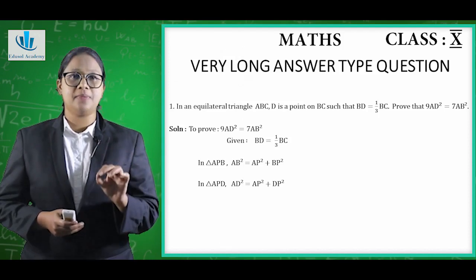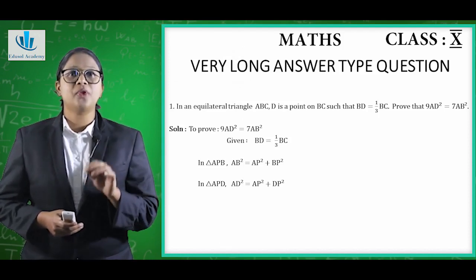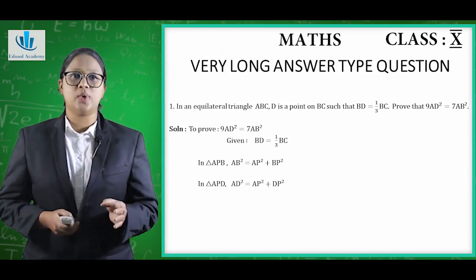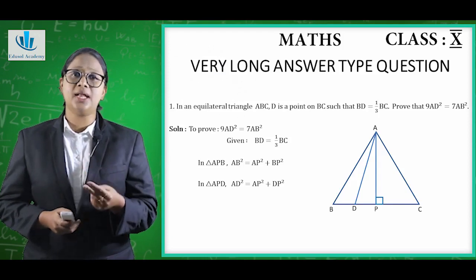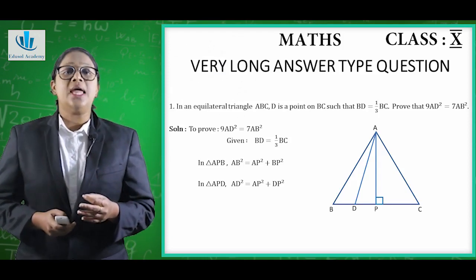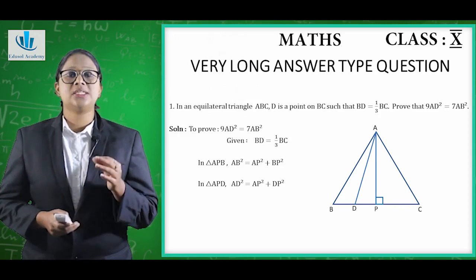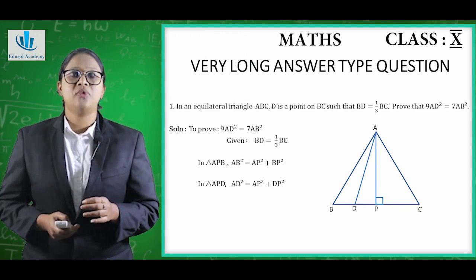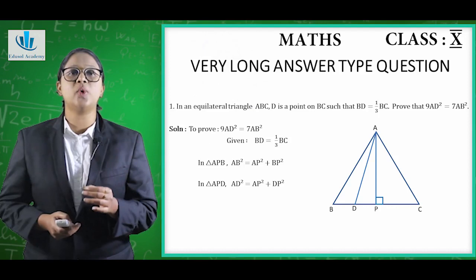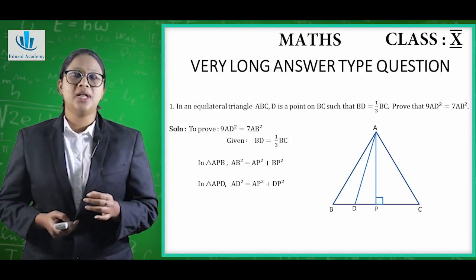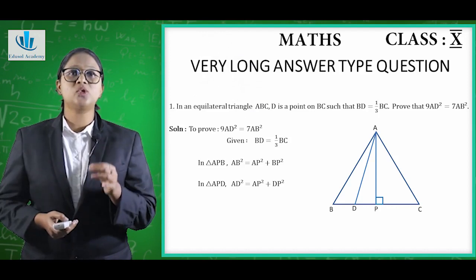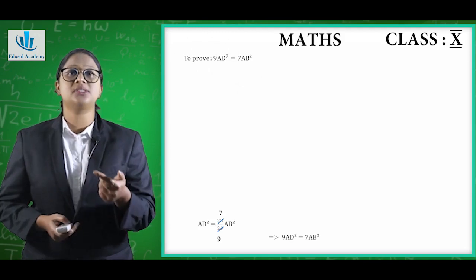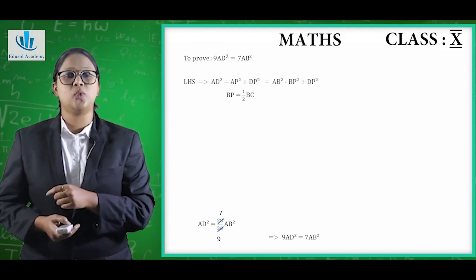So in triangle APB, applying Pythagoras theorem, we get AB square is equal to AP square plus BP square. In the second triangle APD, AD square is equal to AP square plus DP square, and that is the equation that we are going to begin with. So we have to begin with LHS, that is AD square is equal to AP square plus DP square. Now AP square can be replaced with AB square minus BP square from the first Pythagoras equation plus DP square.